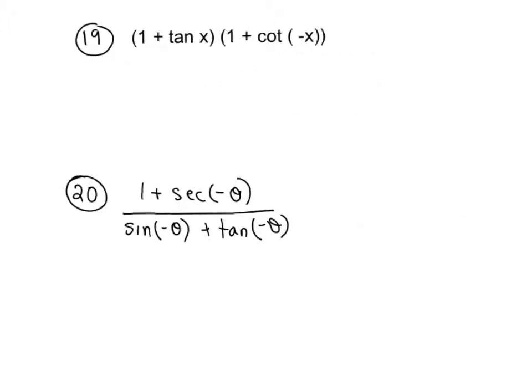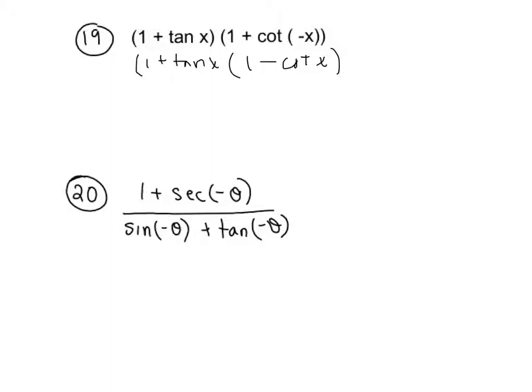Okay, numbers 19 and 20 in your book were already done for you, but there's an error in them. So what we'll do is we'll just work them correctly, and then you can see where the error is. Alright, so on number 19, we have 1 plus tangent x, 1 plus cotangent of negative x. And remember that cotangent is an odd function, so this would actually be 1 plus tangent x, 1 minus cotangent x. And that's where the error is in the book.